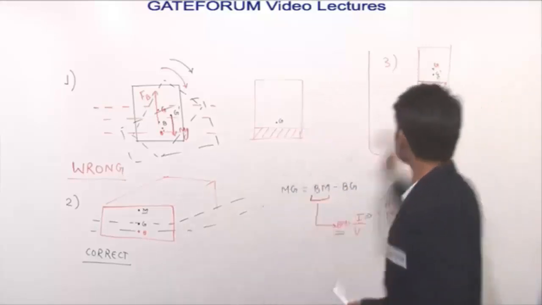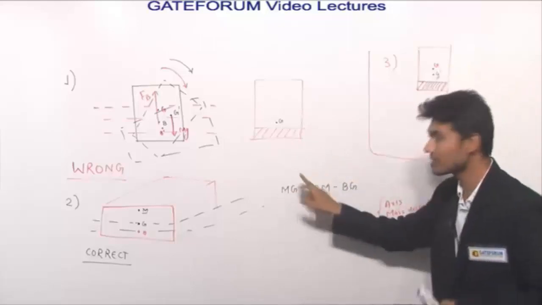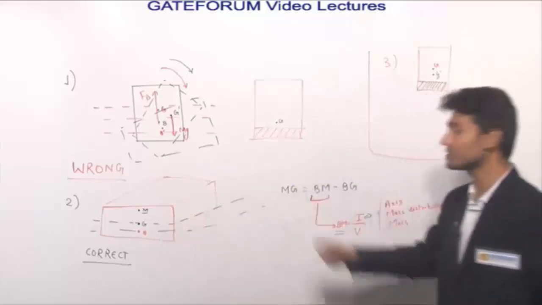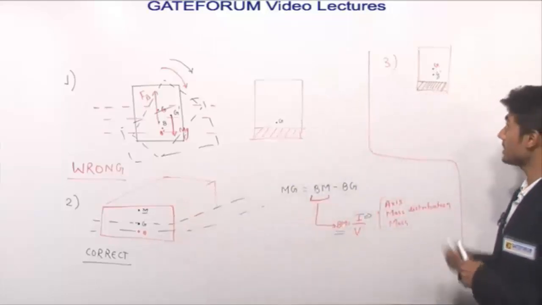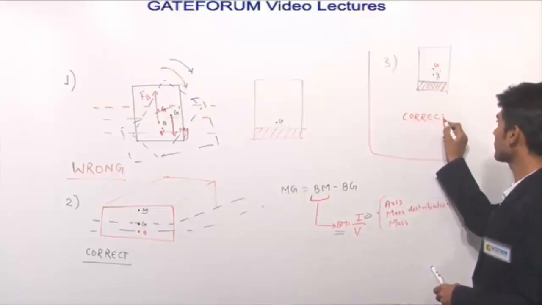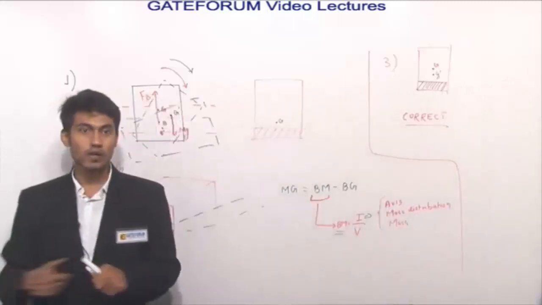If the center of mass is shifted downward, that means these parameters are changed. If these parameters are changed, my metacentric height is going to change. So statement 3 is again correct. So for our particular question, statement 1 is wrong, 2 and 3 are correct.